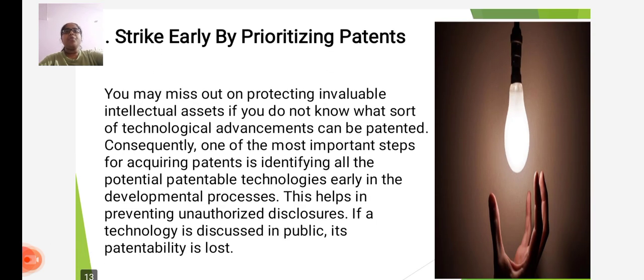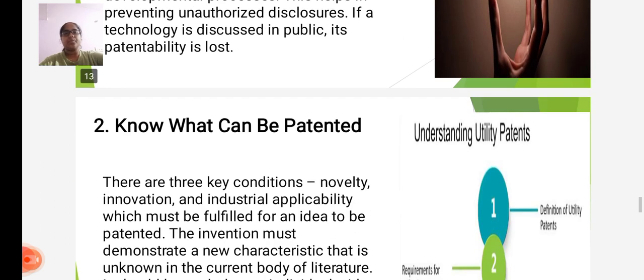Strike early by prioritizing patents. You might miss out on protecting invaluable intellectual assets if you do not know what sort of technological advancement can be patented. Consequently, one of the most important steps for acquiring a patent is identifying all the potential technologies earlier in the development process. This helps in preventing unauthorized disclosures. If a technology is discussed in public, its patentability is lost.